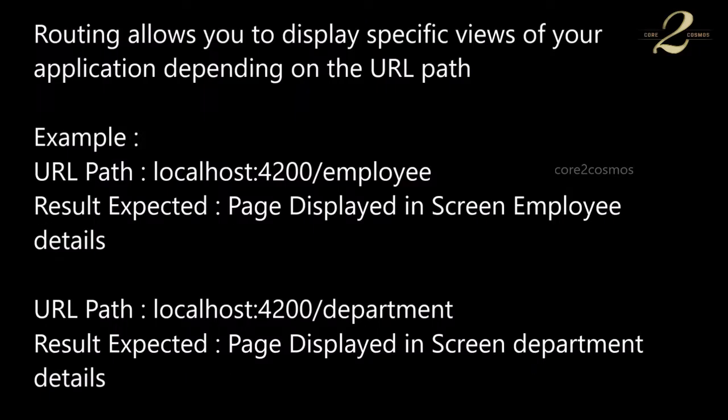Routing allows you to display specific views of your application depending on the URL path. For example, if the URL path is localhost:4200/employee, then the result expected would be to display the employee's details on the screen. If the URL path is localhost:4200/department, then the result expected would be to display the department details on the screen.